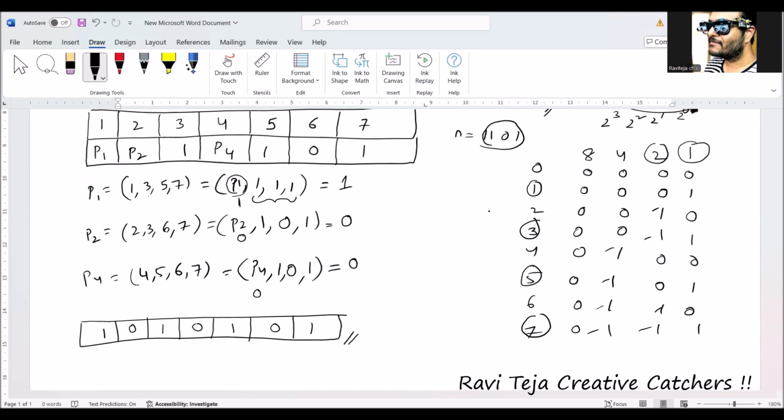Suppose let's take another example where we take a bigger data and we are trying to detect the error and also correct the error using Hamming code. Okay. Let's take that example also and solve it.